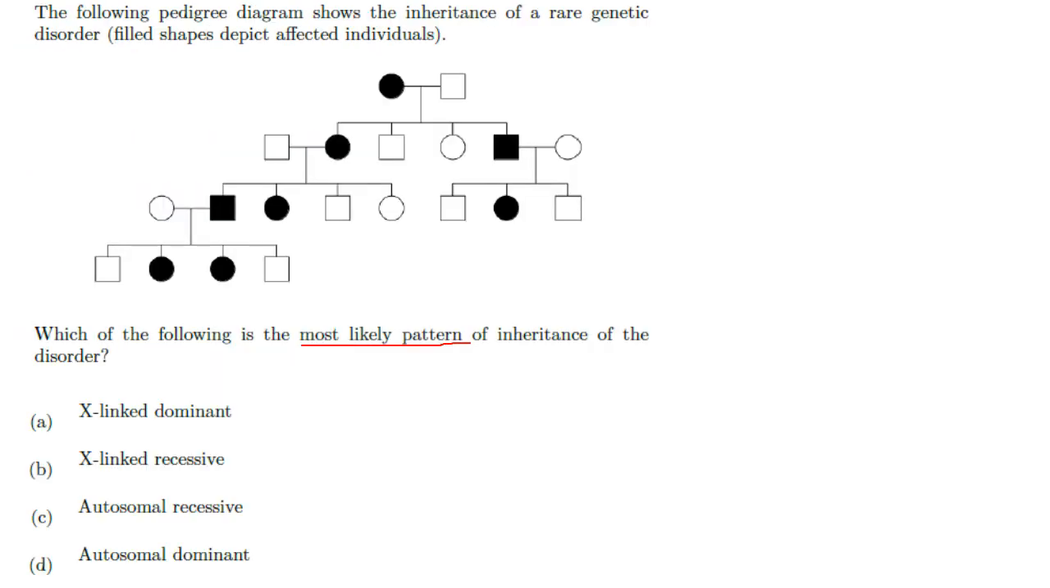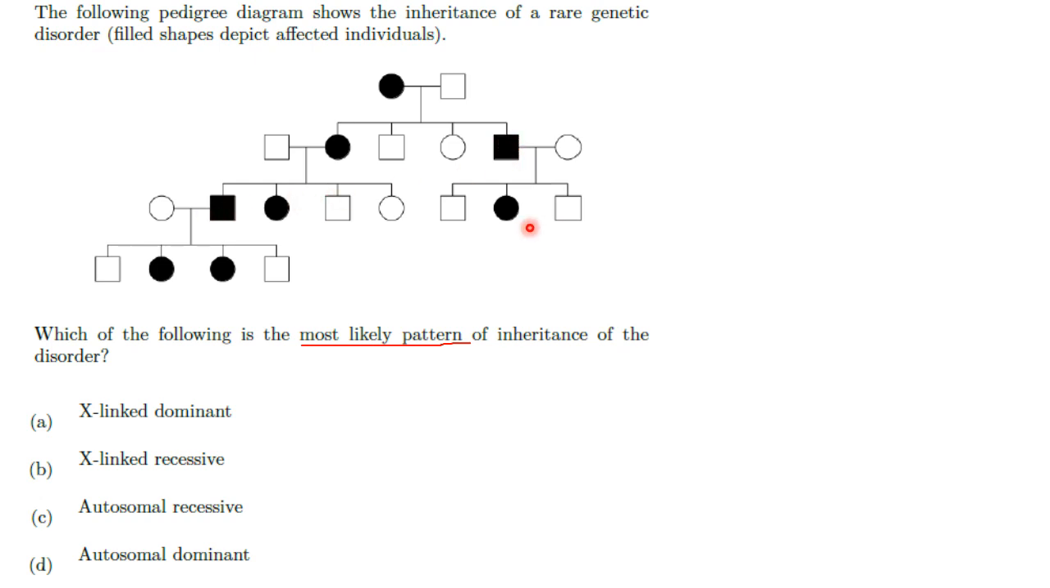Next question. The following pedigree diagram shows the inheritance of a rare genetic disorder. Filled shapes depict affected individuals. Which of the following is the most likely pattern of inheritance of the disorder? If you see this, the black ones are the individuals that are affected, whereas the others are unaffected. Here the female and male are affected.